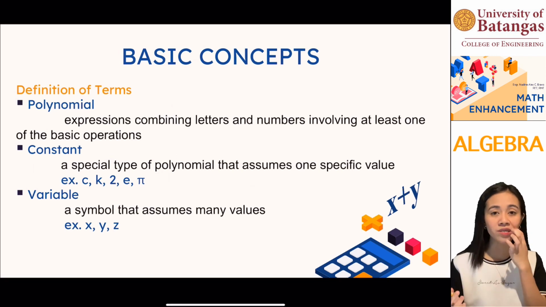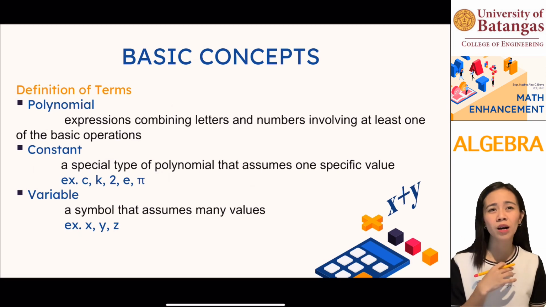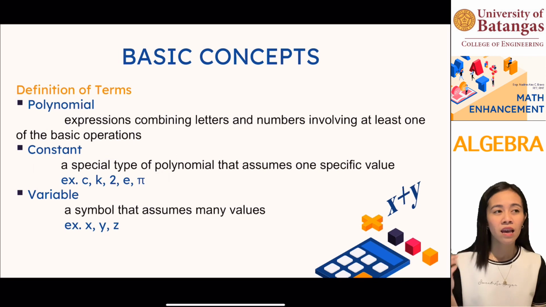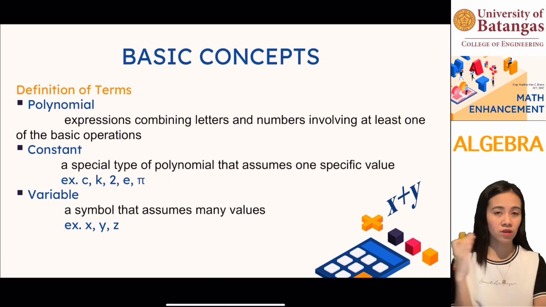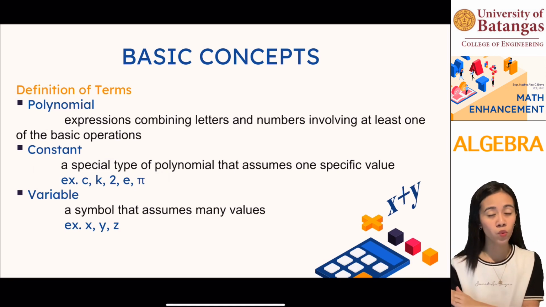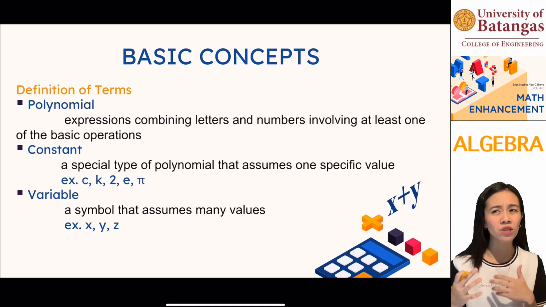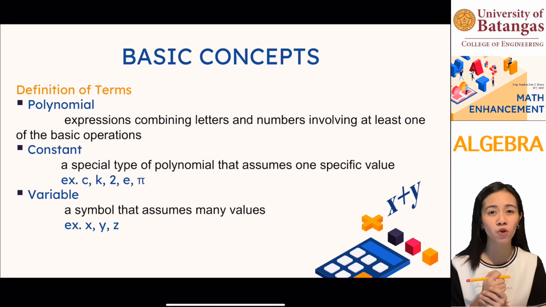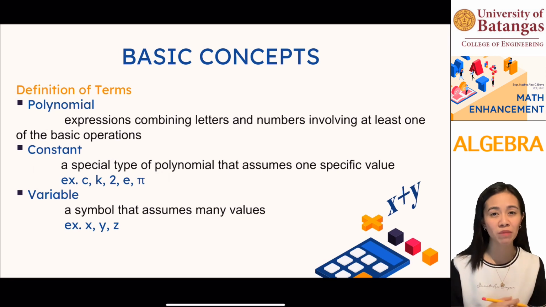Okay, so a constant is a special type of polynomial that assumes just one specific value. So, alam na natin ito, it's not necessary for us to expound this further because alam na natin na kapag sinabi natin constant, ito yung mga values that assume, ito yung mga symbols, it could be a symbol, or it could be a number itself that assumes just one specific value. Okay, wag nyo masyadong ikulong yung inyong idea of constants na kailangan numbers lang sila. Okay, so we have constants that are represented by symbols.